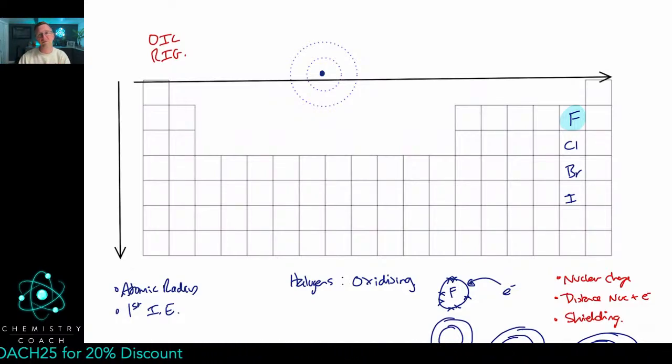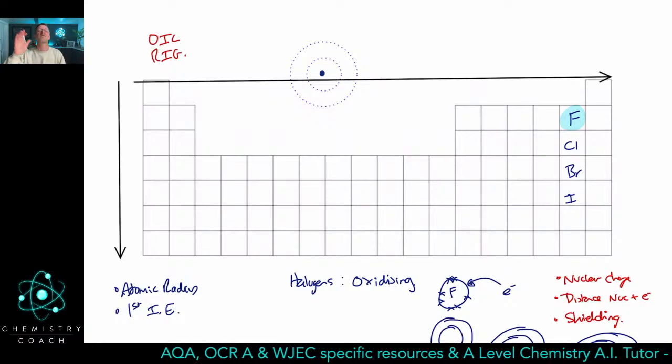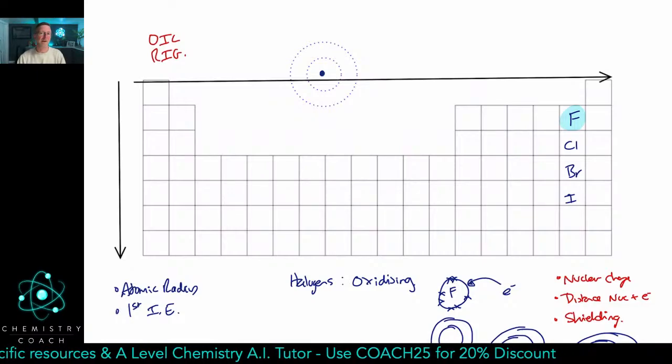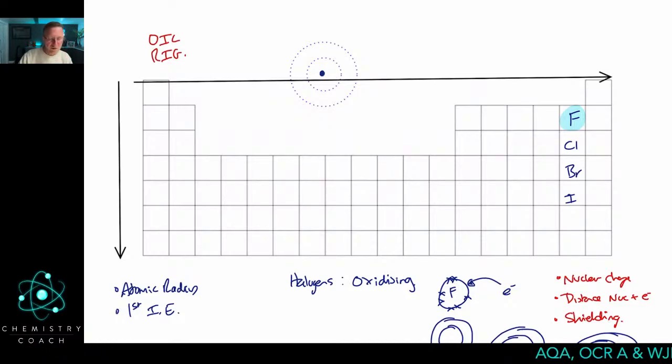And on the flip side of things, iodine, absolutely pants oxidizing agent because of all that shielding. An electron flies past, it's just like, meh, it's just too far away. I've got way too much shielding. I can't be bothered attracting that electron, okay? Because the attraction between the nucleus and that passing electron is really, really weak. So that just makes sense, okay? So halogens are oxidizing agents.